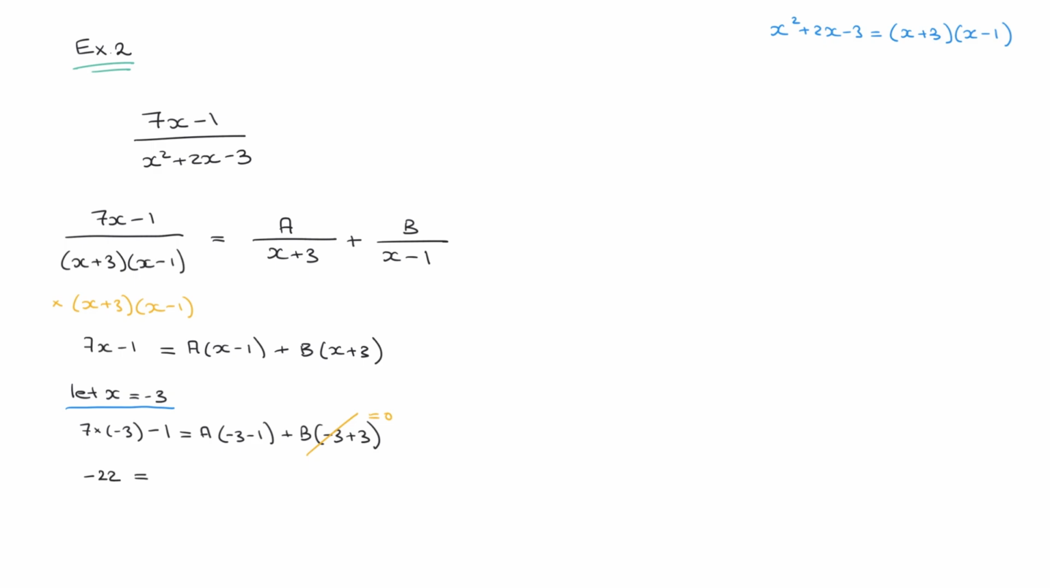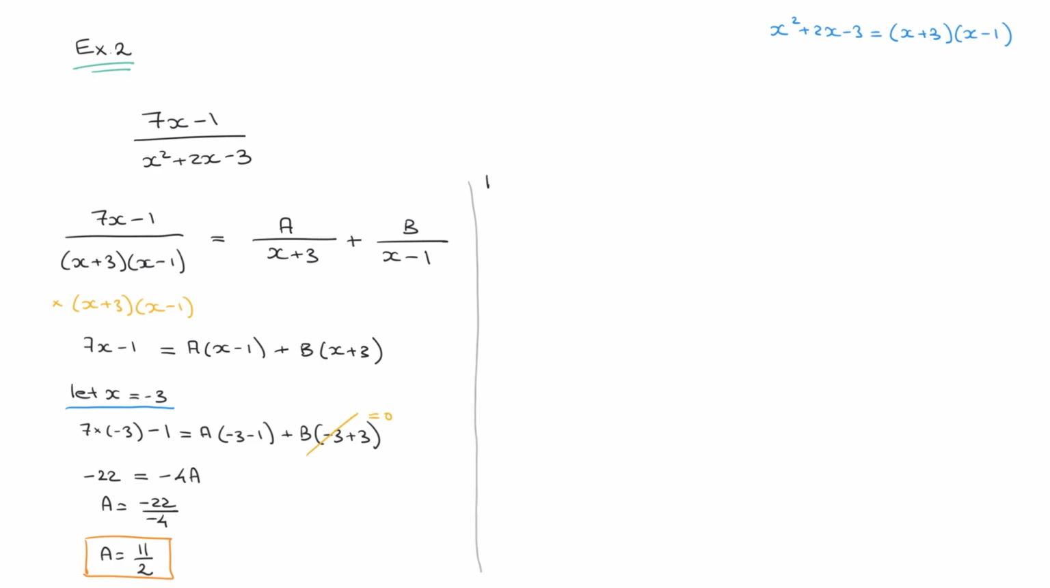On the right-hand side, we have a times negative 3 minus 1, which is just negative 4a. Finally, dividing both sides of this equation by negative 4, we can state that a is equal to negative 22 over negative 4. In other words, a is equal to 11 over 2. And I'll go ahead and box that result. Okay, now we need to find what b is, so I'll make a little vertical separation line there.